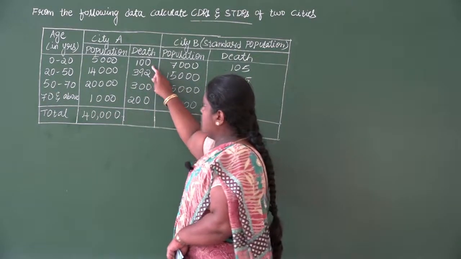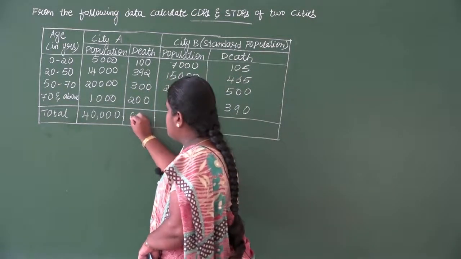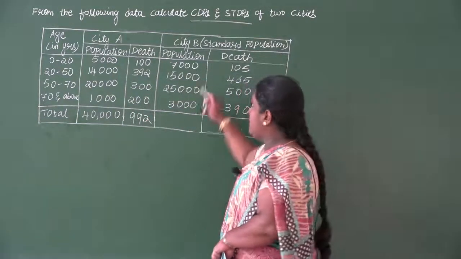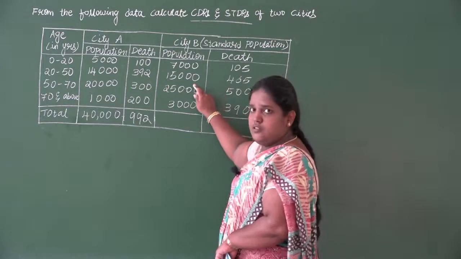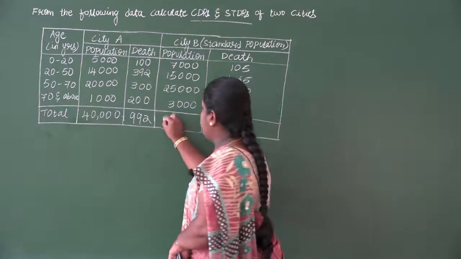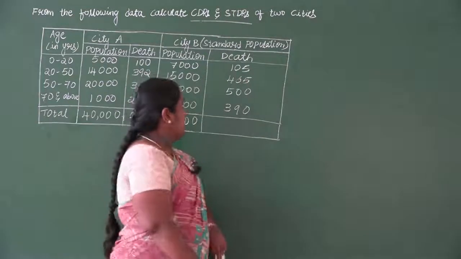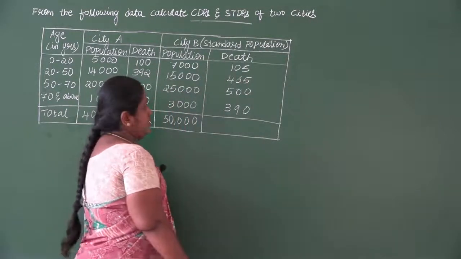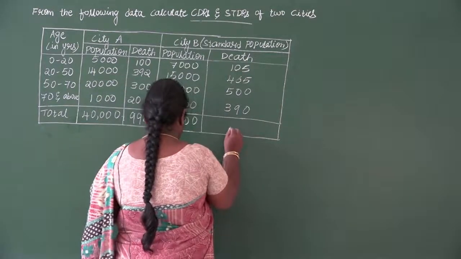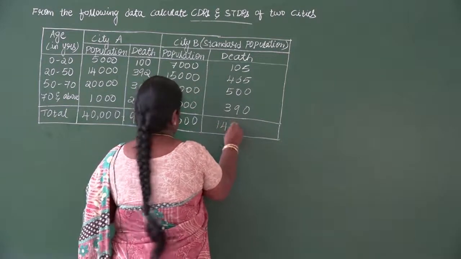Then add these death values: 100 plus 392 plus 300 plus 200. So it is 992. Similarly, for city B population we have to add 7,000 plus 15,000 plus 25,000 plus 3,000. It is 50,000. Then the death values: 105 plus 465 plus 500 plus 390, which is 1,460.